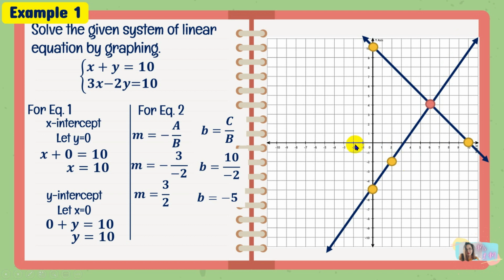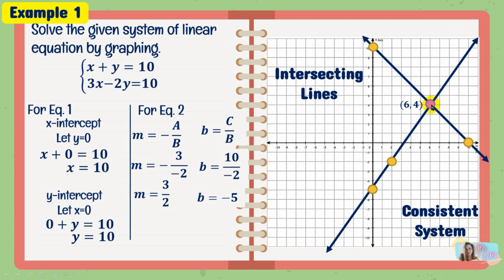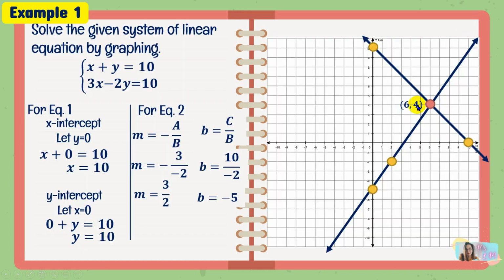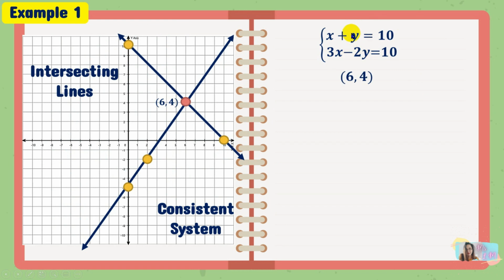And, ano po yung coordinates nito? We have positive 6 and positive 4. And, ito na po yung hinahanap nating solution to the given system of linear equation. And to check if this is the correct solution for this system, which is a consistent system, dahil nga po nag-intersect siya, we're going to substitute this ordered pair to the given equations within the system.